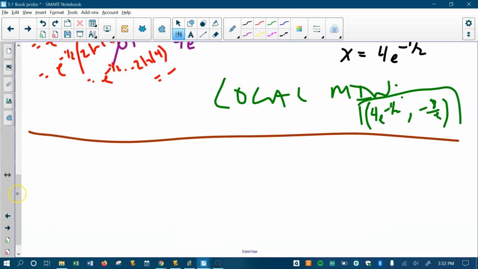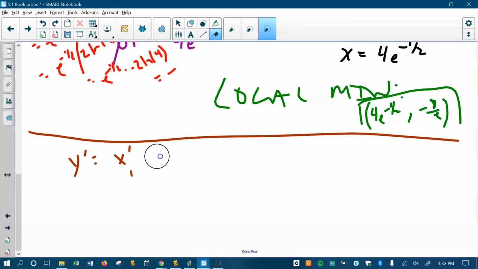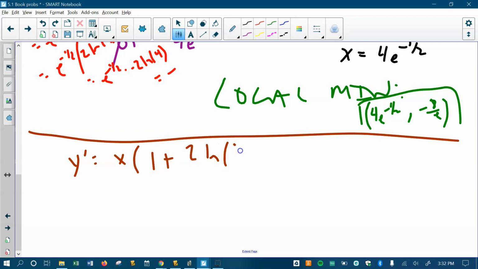Okay, so y prime was equal to x plus 1. Hold on, messed that up. Okay, and then I'm almost done here. 2 ln of x over 4.